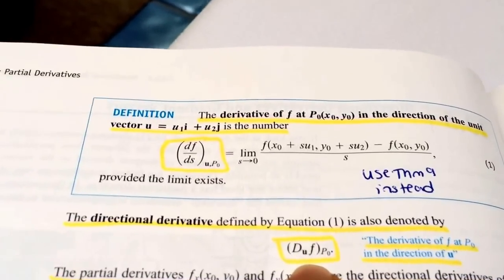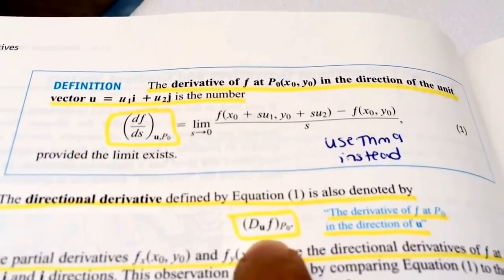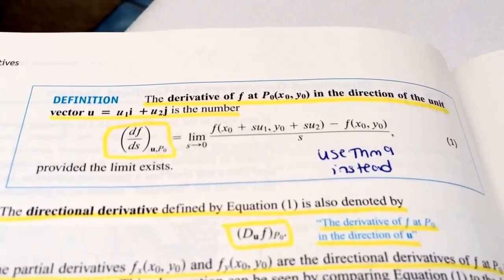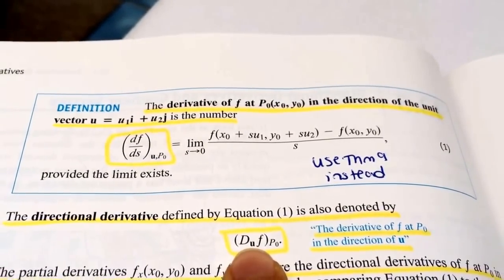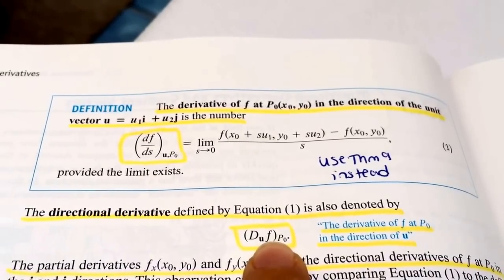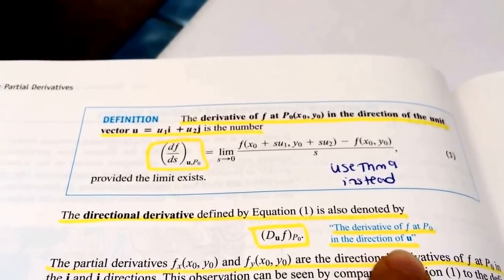This is the notation that we're going to use here. This would go on the left side of the equal sign. And so it's capital D for derivative in the direction of u, where u is a unit vector, of the function f at the point p naught. So the derivative of f at p naught in the direction of u.